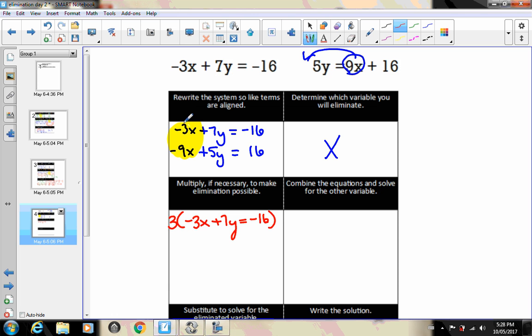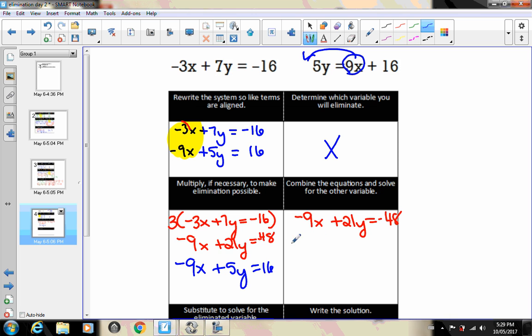Because how do I want that? I want to figure out what number these two pieces here have in common. If I multiply negative 3 by positive 3, I will actually get negative 9x plus 21y is equal to negative 48. And my second equation stays the same: negative 9x plus 5y is equal to 16. So I write these two equations out in this box. Negative 9x plus 21y equals negative 48. I then write my blue equation, negative 9x plus 5y is equal to 16.